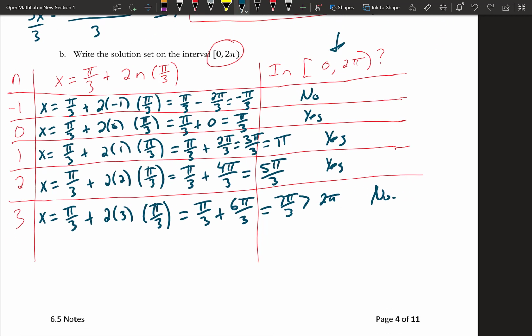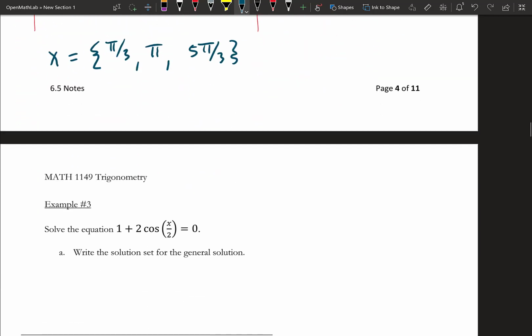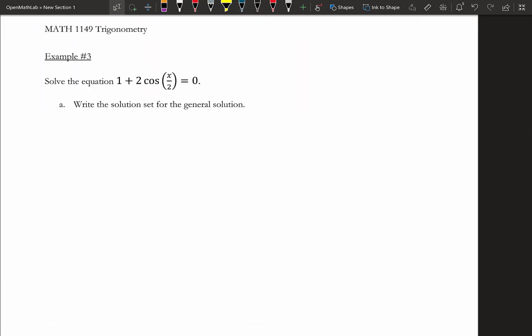So then basically what we found is that my possibilities of x between 0 and 2 pi is pi over 3, pi, and 5 pi over 3. Right, those are the only ones that work.